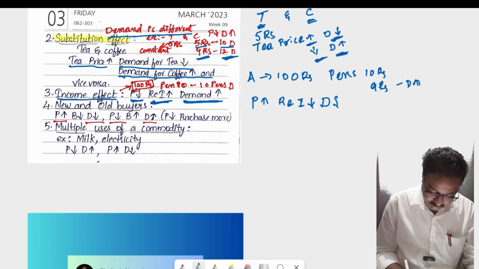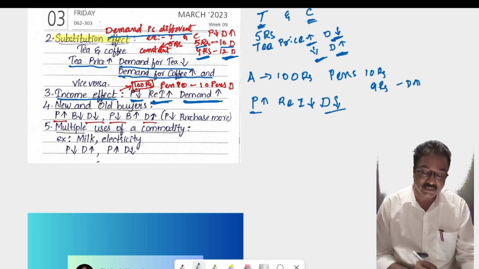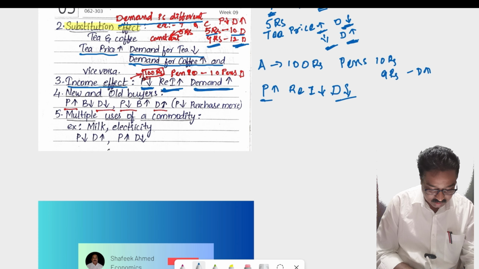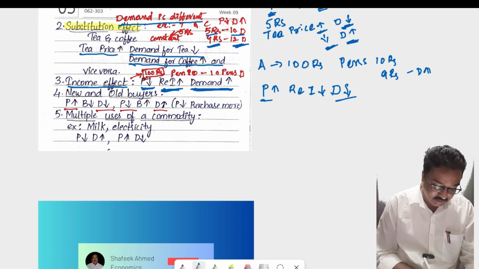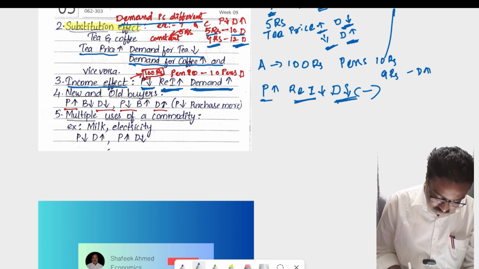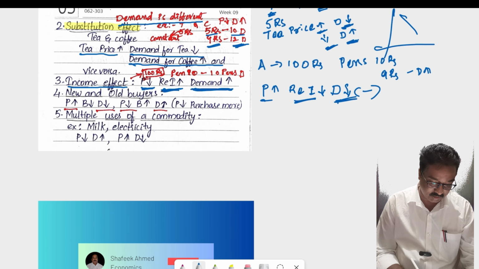This is also one reason. There is a negative relationship. When the price of the good decreases, the real income increases. Automatically the consumer can purchase more goods. When the price increases, the real income of the consumer decreases, and the demand also decreases. There is a negative relationship. That's why the demand curve goes from left to right, downwards. Okay, that is the income effect.